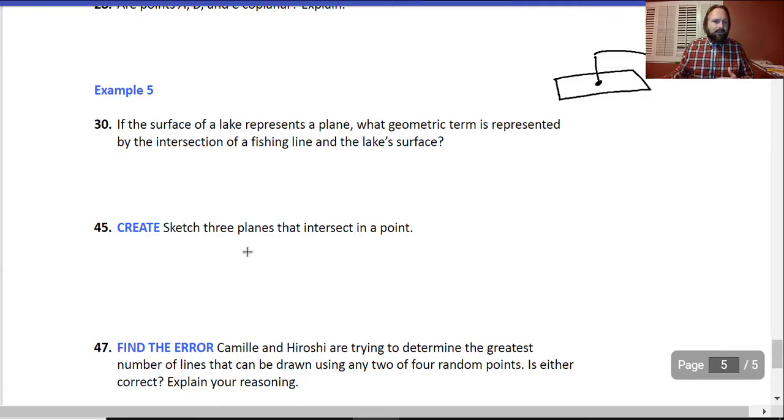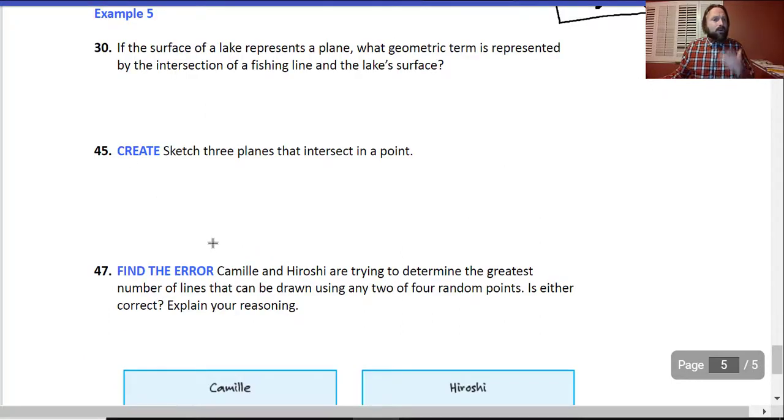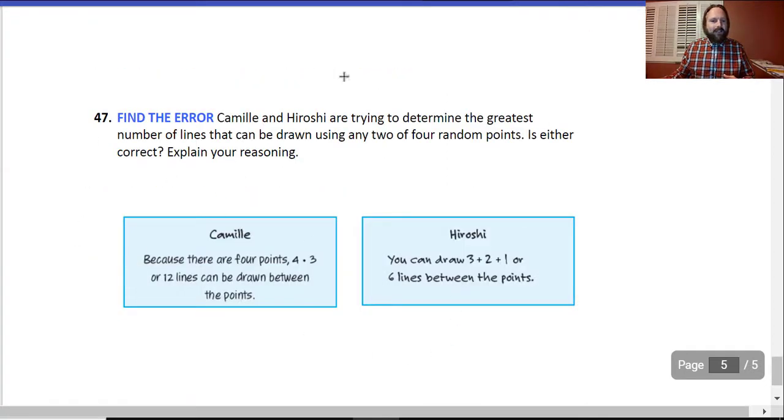And so we have these next two questions. Create 3 planes that intersect at a point. So it's a drawing exercise. And then we have a finding the area exercise. I know this was a long video, but we're going to have a day or two to finish it. Go ahead and work with your group to make sure you get these done ASAP.